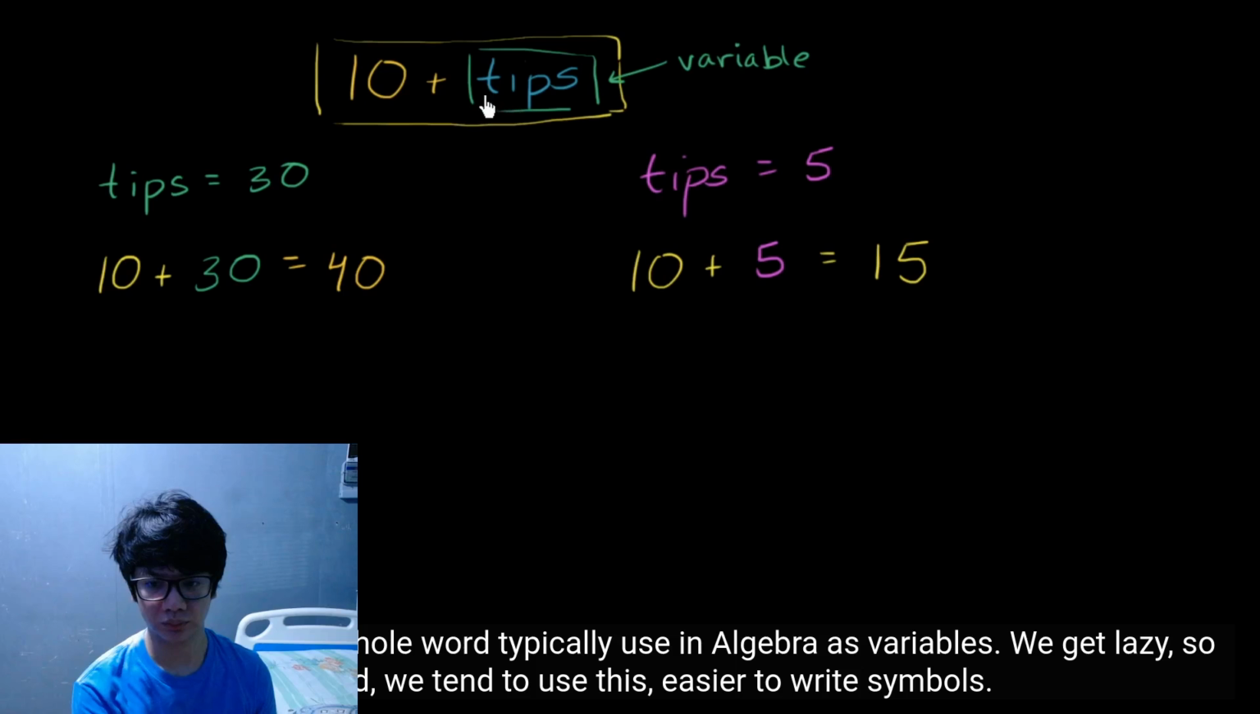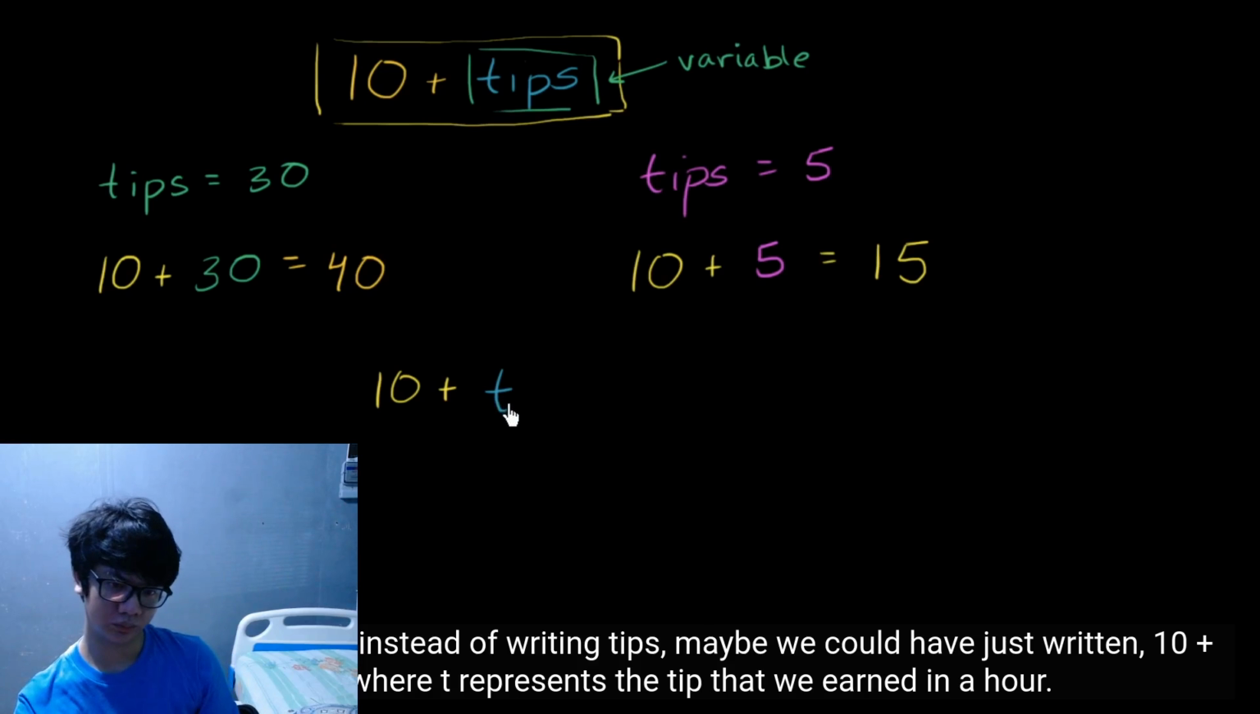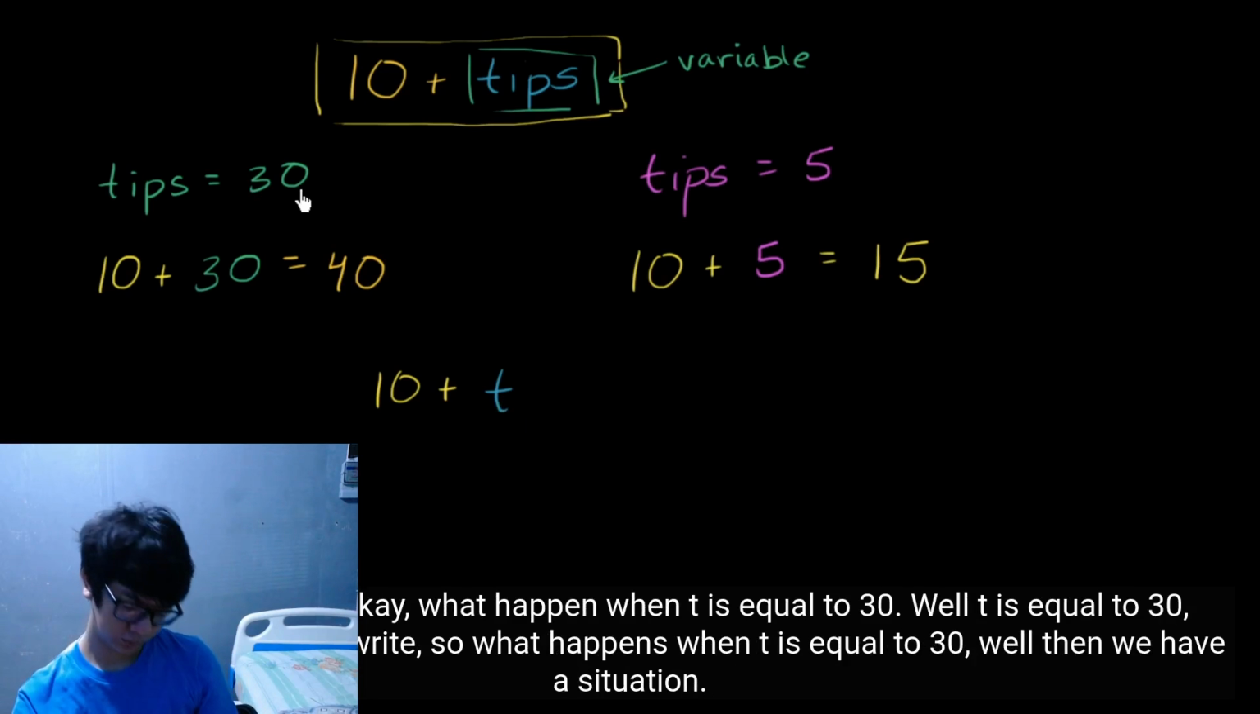Now, you won't typically see whole words used in algebra as variables. We get lazy. And so instead, we tend to use easier-to-write symbols. In this context, instead of writing tips, maybe we could have just written 10 plus t, where t represents the tips that we get in an hour. And so then we would say, okay, what happens when t is equal to 30?